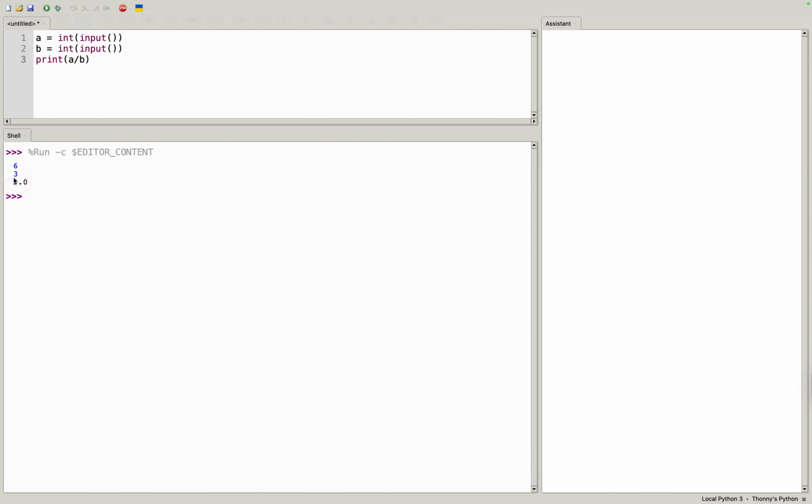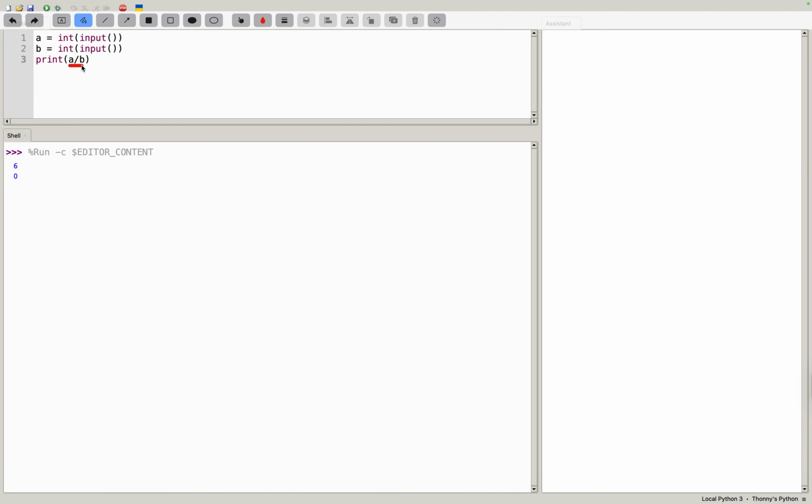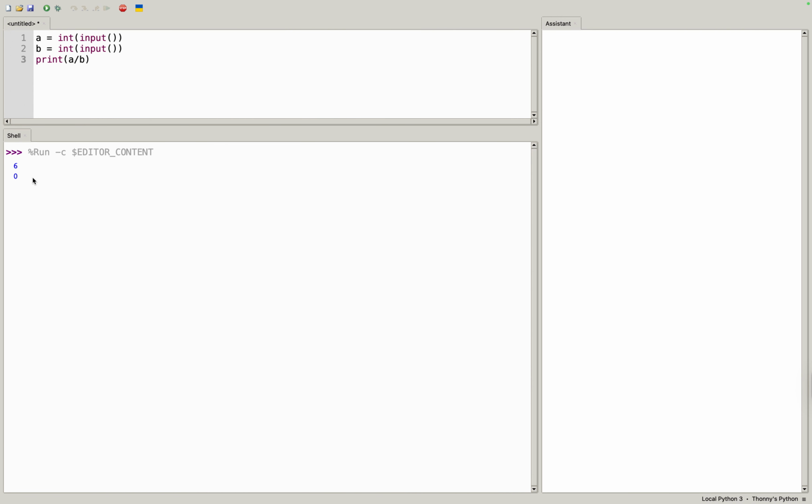But what if I enter the first one as 6 and the second one as 0? What would happen? It will divide 6 by 0, and that is chaos, isn't it? So then that will be a runtime error. It will crash. I'll show you. Here we go. See, it crashed. ZeroDivisionError. You can handle this error, but I'll teach you that later. But this is called a runtime error.